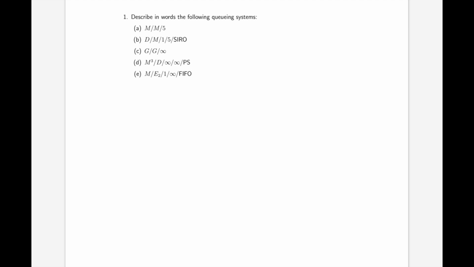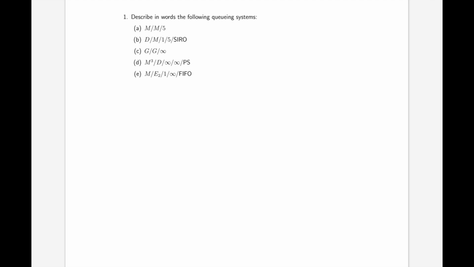Problem sheet 3, question 1. Describe in words the following queuing systems. And we have 5 queuing systems that are written in Kendall's notation. So this question is asking us to interpret Kendall's notation. If we recall that Kendall's notation has 5 components.